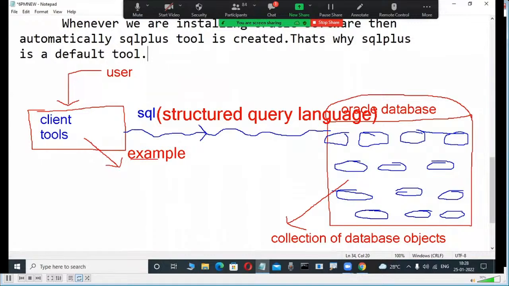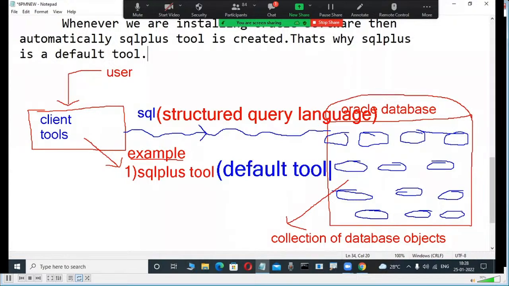The first and very important one is SQL Plus. SQL Plus is a command line interface. Daily we are using the SQL Plus tool. You are not required to load it; whenever we install the Oracle software, this tool is automatically available. I will show you all of this practically. This is also called the default tool.